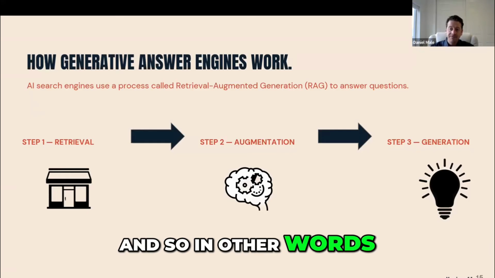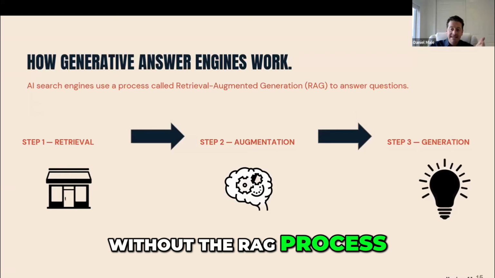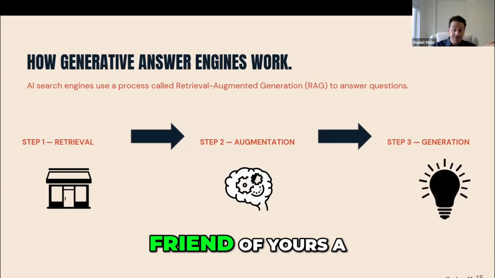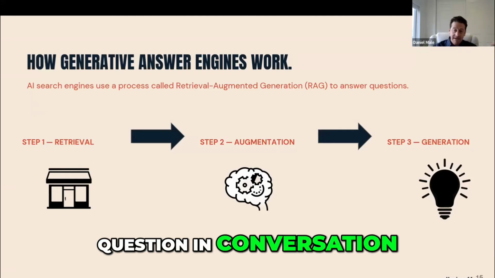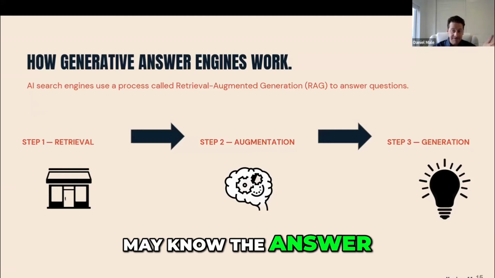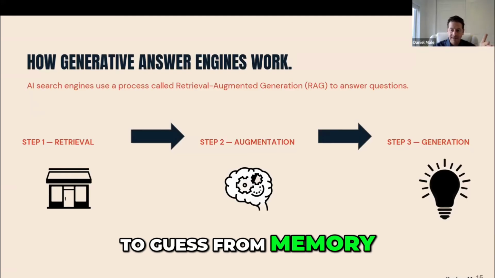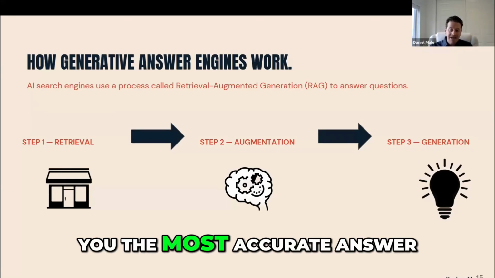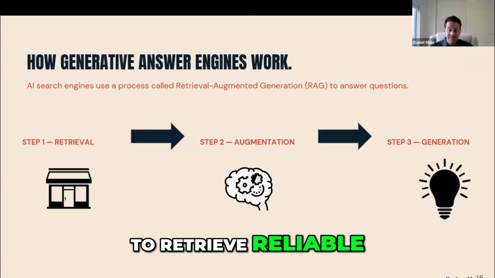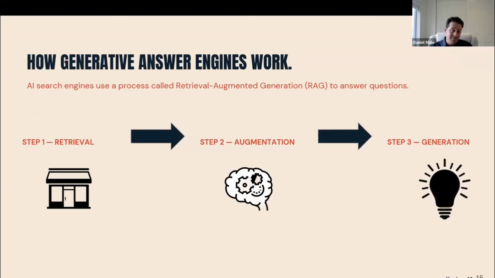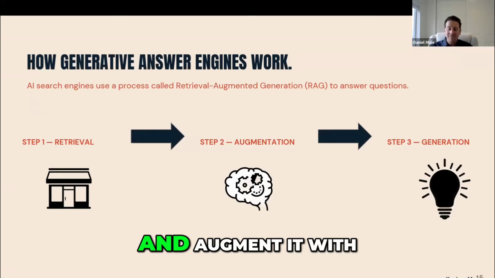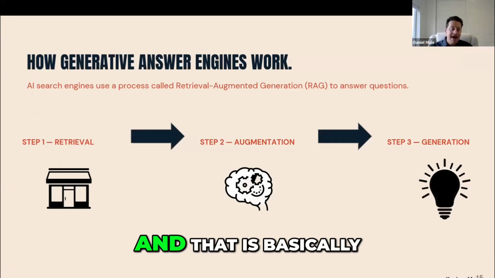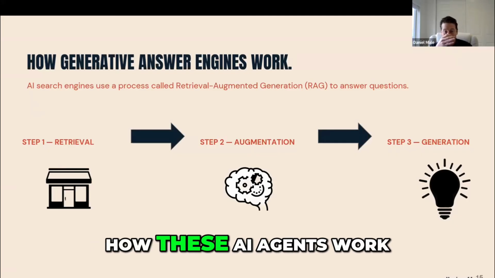And so, in other words, without the RAG process, asking an LLM a question would be like asking a very smart friend of yours a question in conversation, and he or she may know the answer, but if they're uncertain, they're going to have to guess from memory, make up an answer, or tell you, I don't know. And so to get you the most accurate answer, they would actually have to retrieve reliable, up-to-date information via research and augment it with their own knowledge to generate an answer for you. And that is basically how these AI agents work.